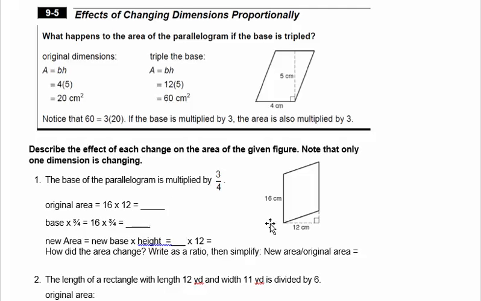In number 1, they are going to take the base of the parallelogram and multiply just the base by 3/4. So the base is 16, the height is 12. They're only going to multiply the base, not the height. So then you go ahead and find the area of the original, which is just base times height. Then you figure out what is 3/4 times 16. Use your calculator. And then find the new area. What you need to do next is take the new area divided by the original area to write this as a ratio, to know what effect changing one dimension has had.